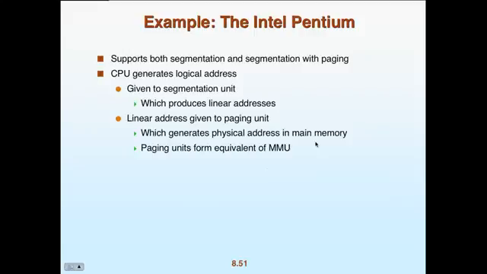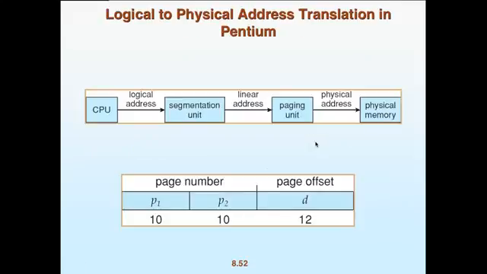With segmentation, we're doing a similar thing, but from a slightly different abstraction. So logical to physical address translation in the Pentium is an example. The CPU looks for the logical address, goes to the segmentation unit, finds the linear address, looks at the paging unit, finds the physical location of it, and goes out and loads it into memory. So in modern day computing, segmentation and paging are both used in unison.